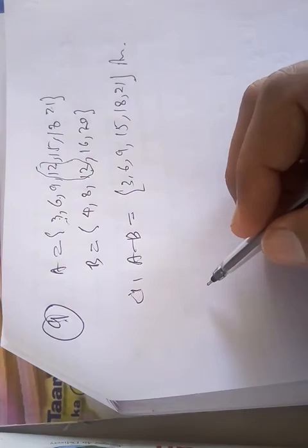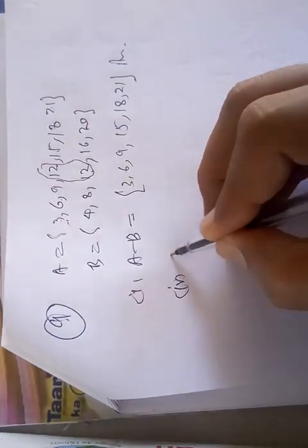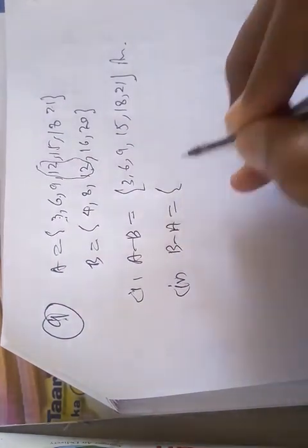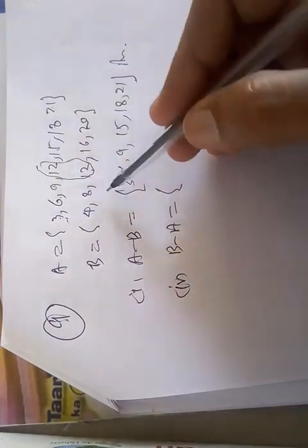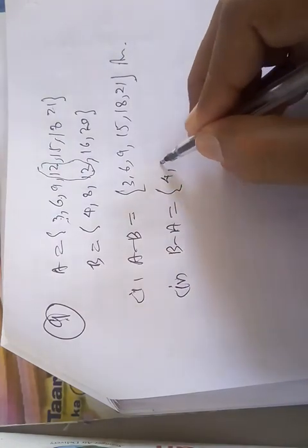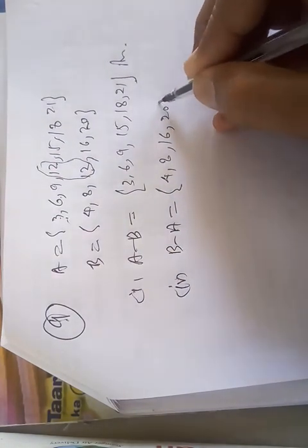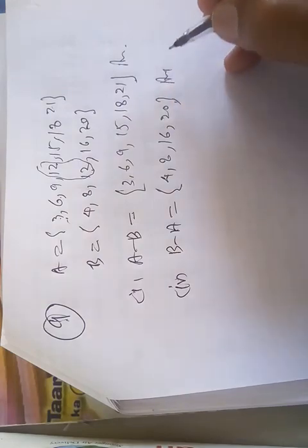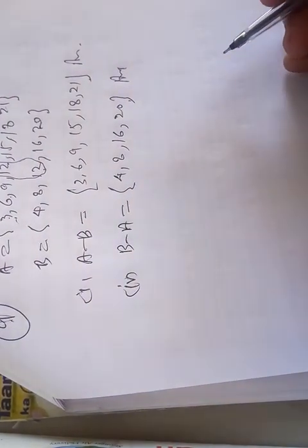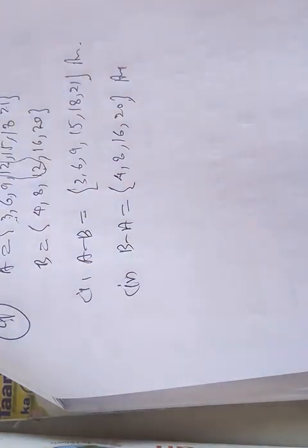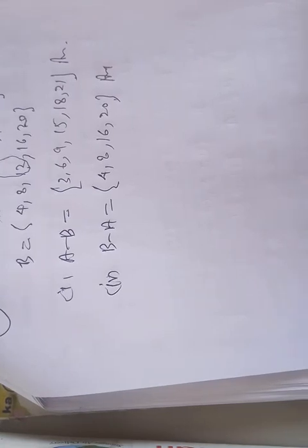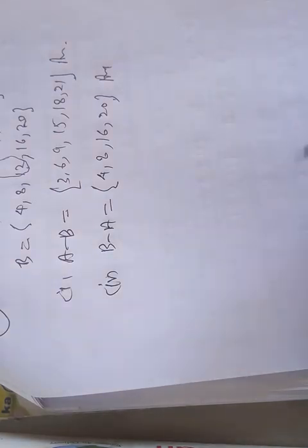And B minus A, fourth part. B minus A is the remaining elements of B after subtracting the common ones. So 4, 8, 16 and 20 is B minus A. That is your answer. Question number 9 is also complete. The C and D sections are given in set C and set D, so you can solve them with no problem. Question number 10 you can also solve.